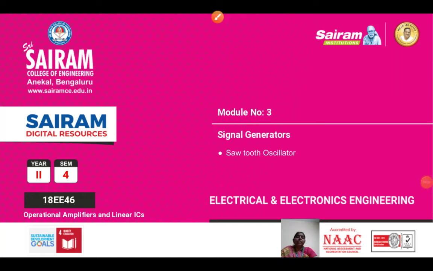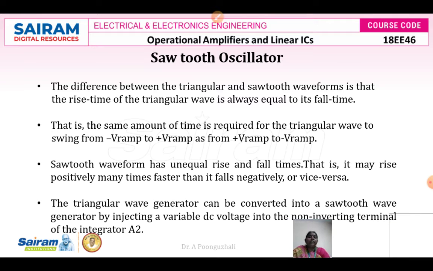In the previous video we had seen the RC phase shift oscillator. So the next oscillator, or generator, we are going to see is the sawtooth oscillator. A sawtooth oscillator is just a modification of the triangular wave generator, and we are going to see how the triangular wave generator can be used as a sawtooth oscillator. First we will see what is the difference between the triangular wave generator and the sawtooth generator.